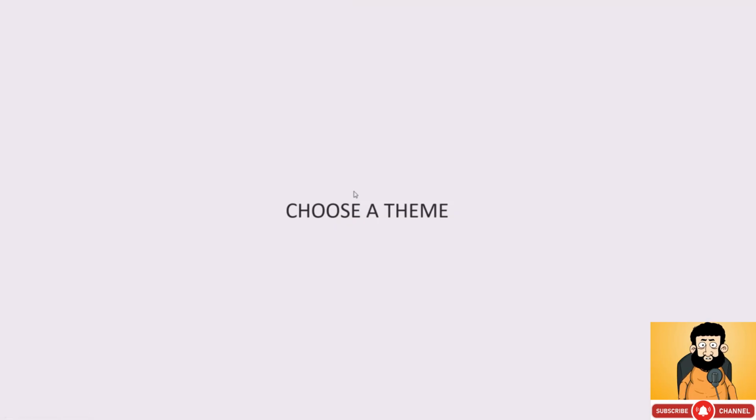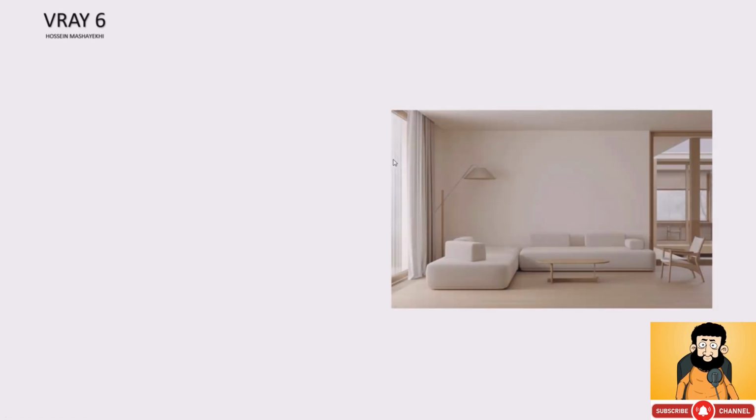Now, the first thing that we need to do before we choose our render engine, whether it's Corona or V-Ray, is select a certain lighting theme for our scene. Now, what do I mean by that? Let me explain what I mean by choosing a theme for our lighting, or categorizing our scene in terms of lighting. So basically, let's say we have this room, okay?